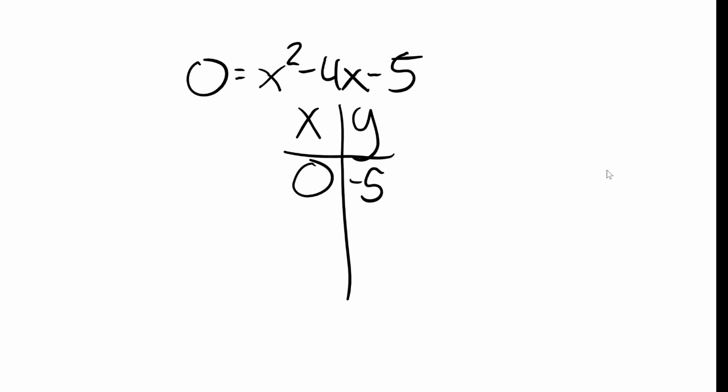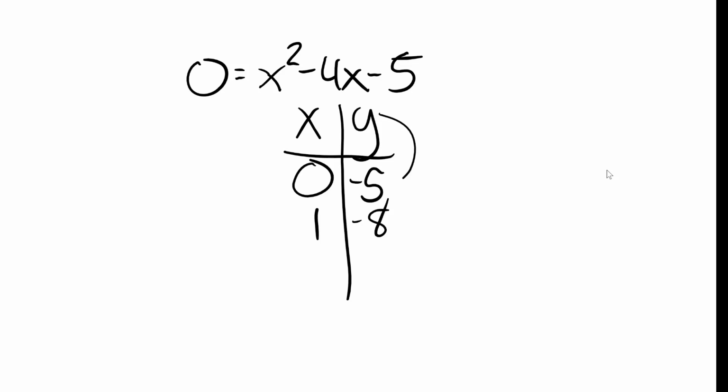Crud, that's not one of our answers. Feels bad. Let's try using 1. 1 minus 4 minus 5. That's -8. That's not the right answer. That's not a 0. What I want is y to be equal to 0, and so I haven't found it yet.